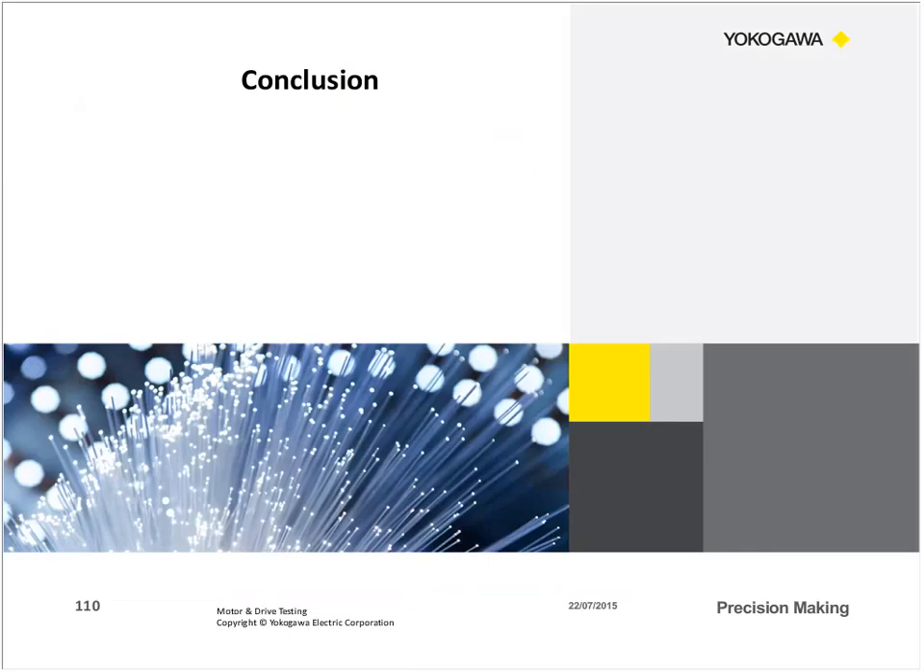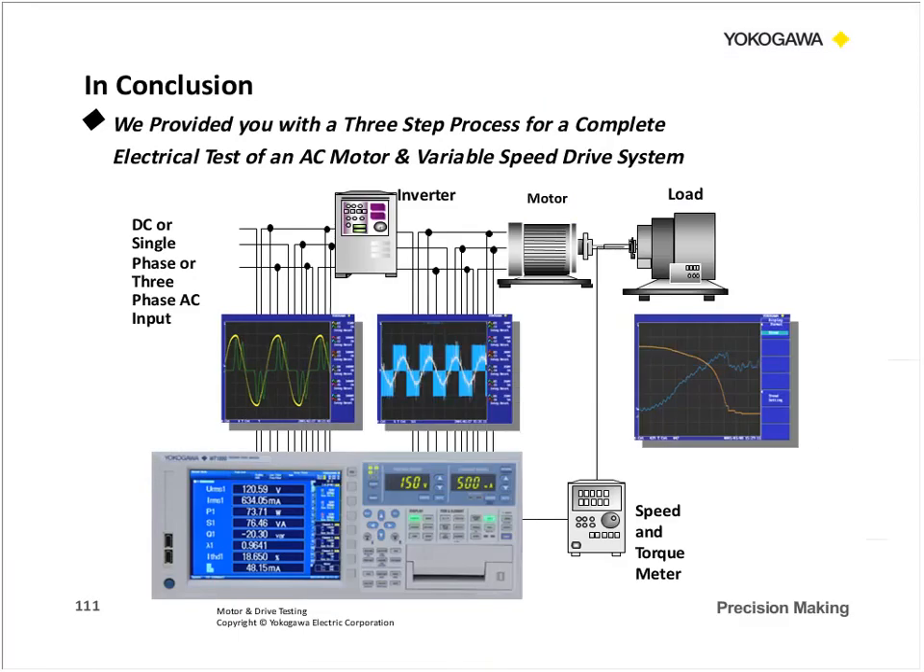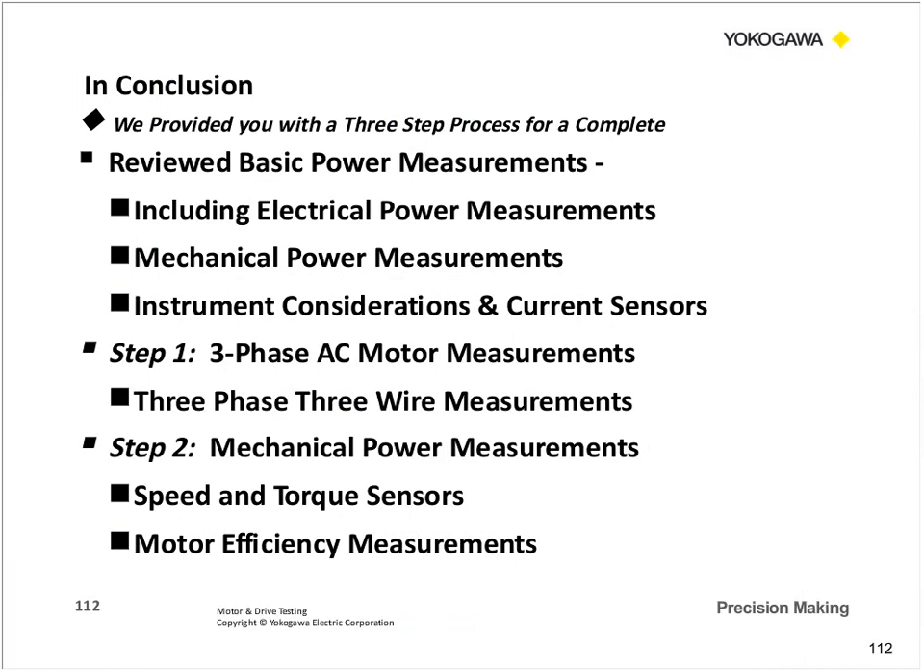So we've covered a lot of different things here for you today. And as we wrap things up, hopefully what we've done is provided you with a quick three-step process on how to make your motor and variable speed drive system measurements. We've reviewed from our basic power measurements to our mechanical measurements, give you some instrument considerations, current sensors, show how we make a three-phase AC motor measurement, on the three-phase, three-wire measurement.